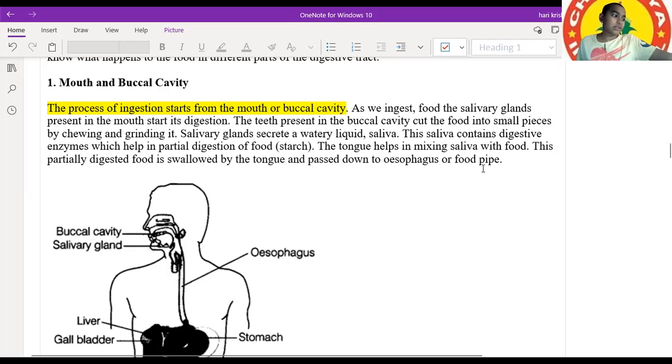Incisors are used for cutting the food, and canines are used for tearing the food. Premolars are used for partial chewing, and the molars are used for grinding. Good. Is it clear for everyone?